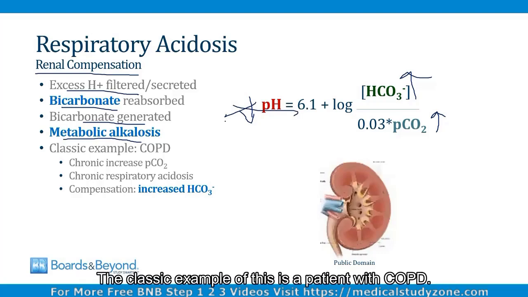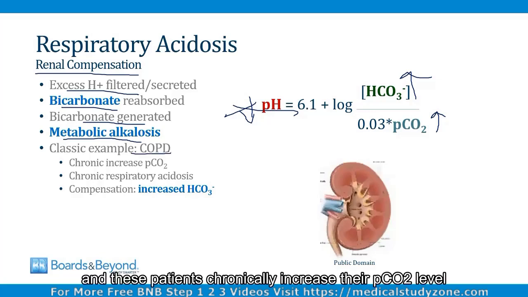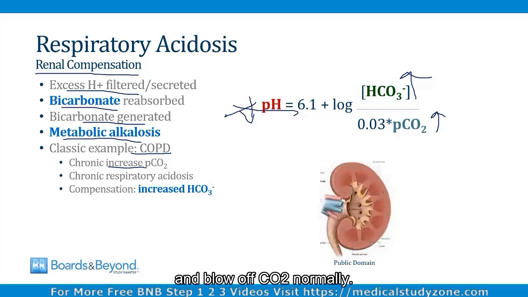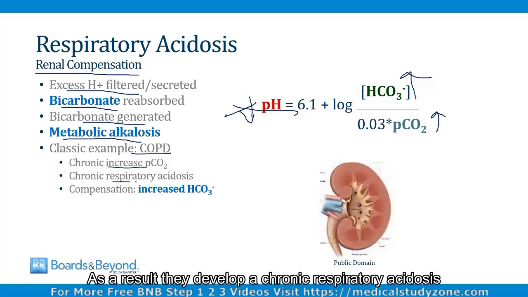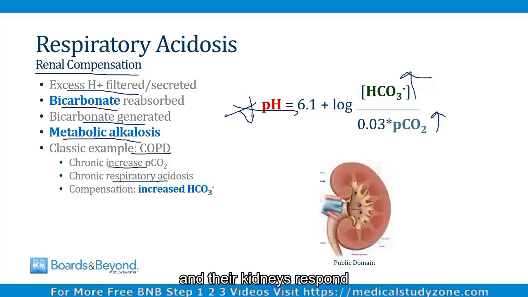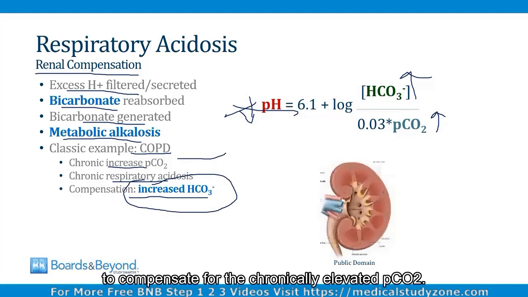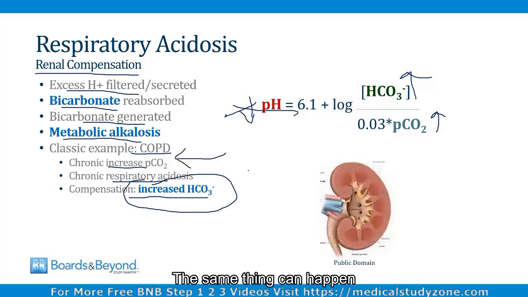The classic example of this is a patient with COPD. COPD is a chronic disorder, and these patients chronically increase their PCO2 level because they can't ventilate their lungs normally and blow off CO2 normally. As a result, they develop a chronic respiratory acidosis, and their kidneys respond by increasing the plasma bicarbonate. And in patients with COPD, they always have an increased plasma bicarbonate to compensate for the chronically elevated PCO2. The same thing can happen in other chronic respiratory disorders where patients chronically retain carbon dioxide.